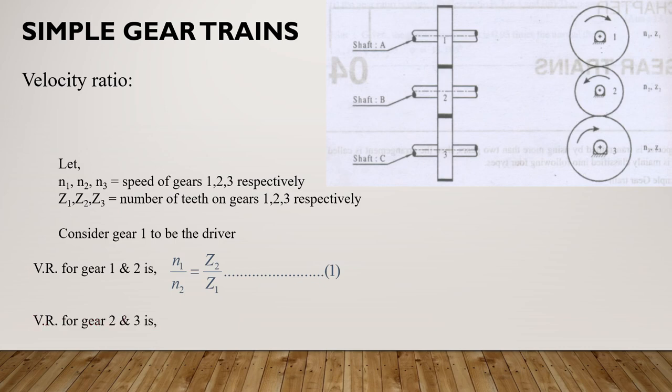Similarly, we will write for the combination of gear 2 and gear 3. That will be n2 by n3, because gear 2 is the driver in this combination. So n2 by n3 equals z3 by z2, because speed is inversely proportional to the number of teeth. This is how the relation is written. So you will have equation 1 and equation 2, both are velocity ratios.